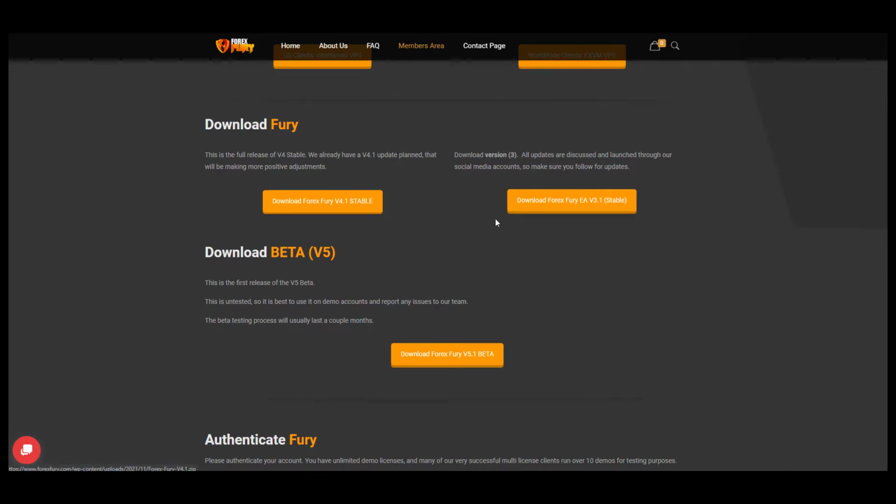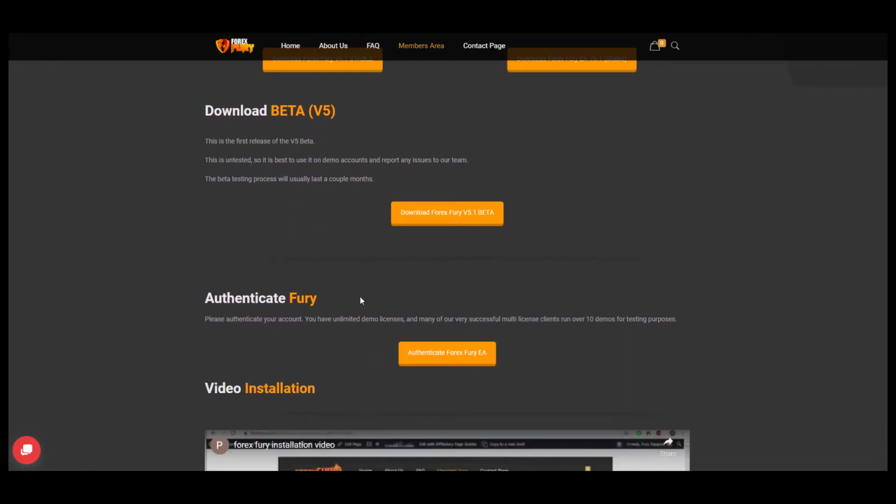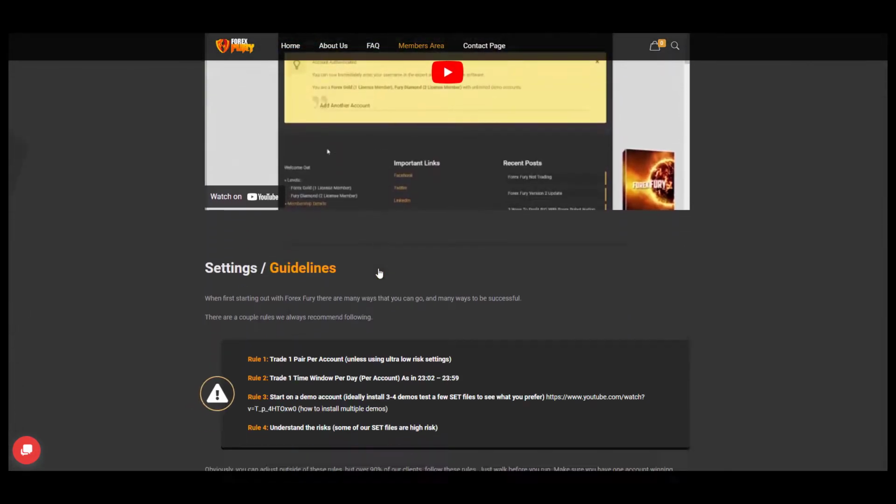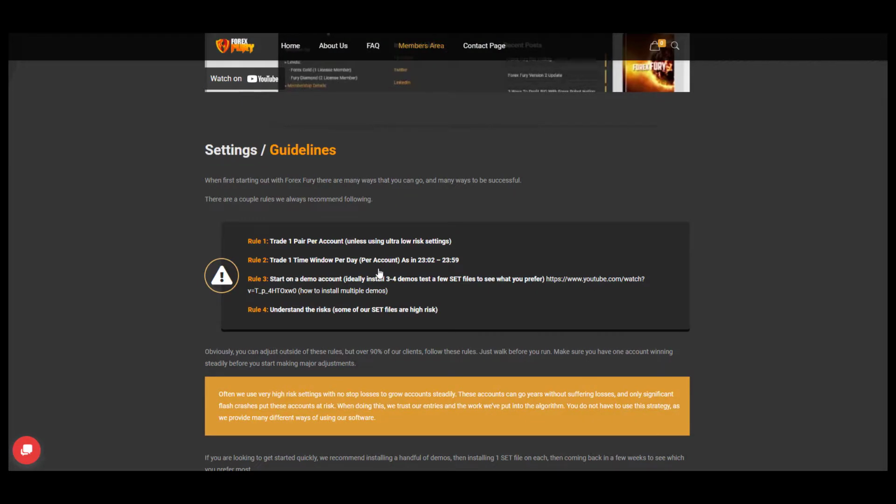We've got different versions. They've even got a beta one, which you can, as it suggests there, run on a demo account. So it's looking like 4.1 is the one we want, and we've got to authenticate our account as well, and we've got video installation guides. So it all looks pretty good.